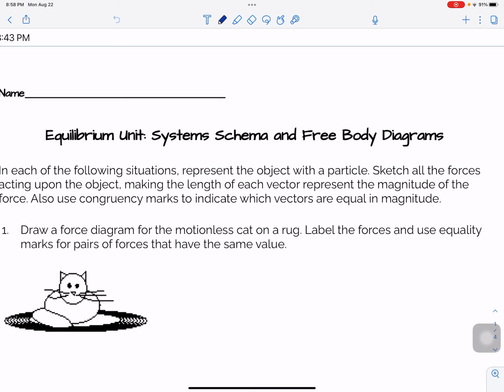And remember, for equilibrium, we have an observation and we have conditions. So our observation is that either our velocity is 0 or our velocity is equal to a constant. And our conditions is that the left forces equal the right forces, or the up forces equal the down forces.